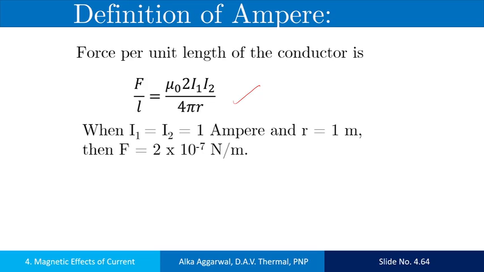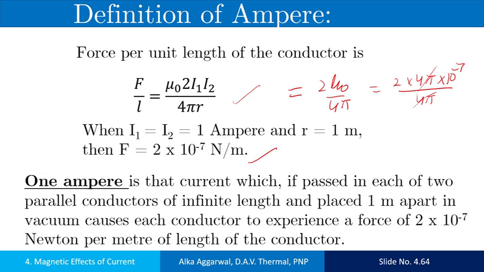When I1 and I2 are 1 ampere and the distance between the two conductors is 1 meter, then the magnitude of the force is equal to 2 mu naught upon 4 pi, and the value of mu naught is 4 pi into 10 to the power minus 7. So the force is 2 into 10 to the power minus 7 newton per meter. Here we define the 1 ampere.